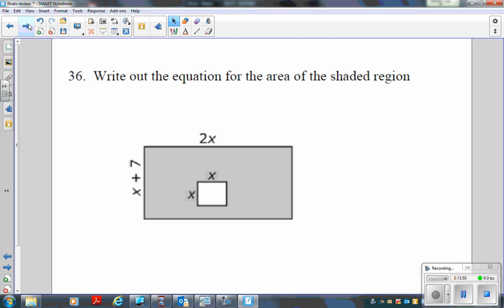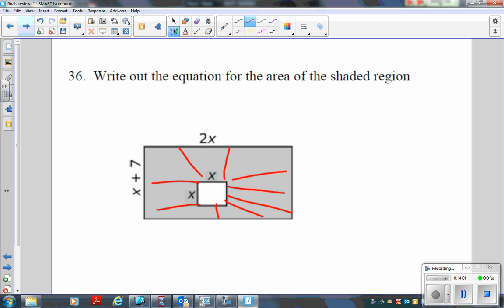For this one right here, they want just the shaded region. This is the region right here. This is really simple. You find the area of the large rectangle and subtract from it the area of the small rectangle.